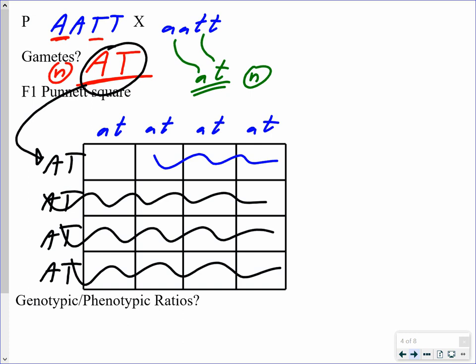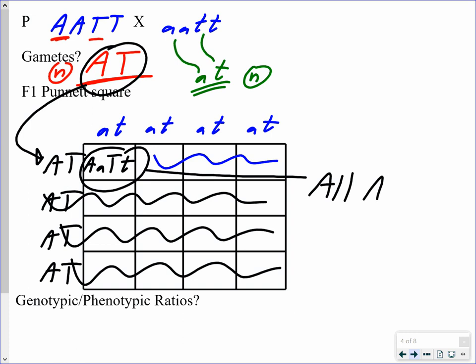What does it say? Well, from the first parent, they're going to get a capital A. From the second parent, they're going to get a lowercase a. From the first parent, a capital T. From the second parent, a lowercase t. Every single one of the offspring in the F1 generation are going to have this particular genotype, heterozygous for both of the genes. And in terms of the phenotype, all of them are going to be axial and tall. So that is more or less our ratio. All of them heterozygous for both traits, all of them axial tall.